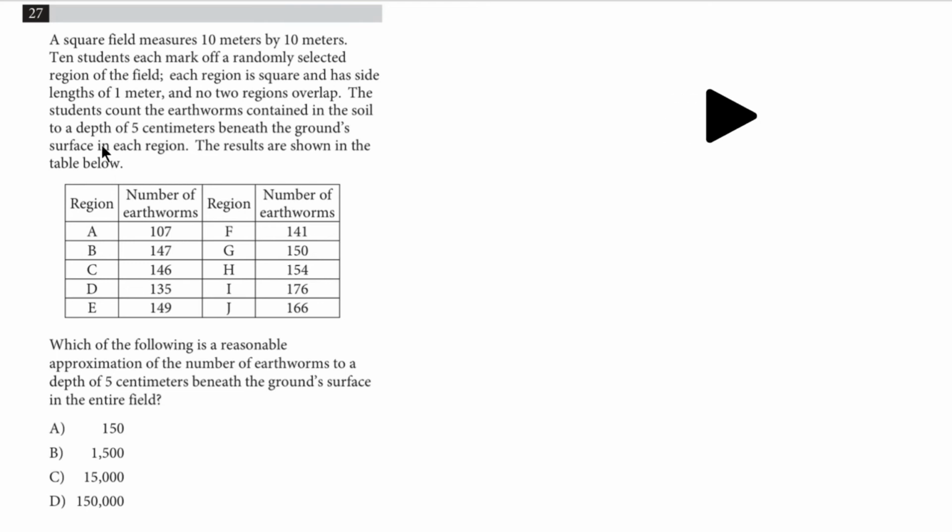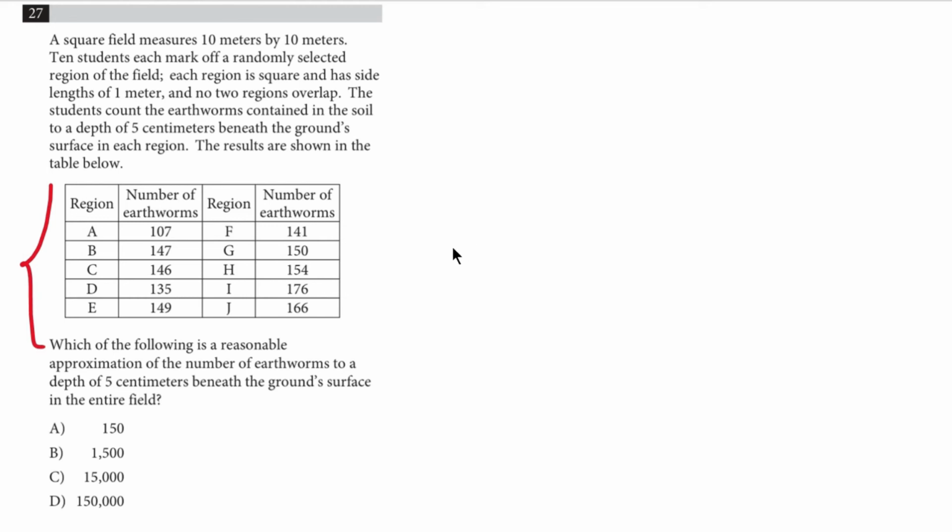It says a square field measures 10 meters by 10 meters. 10 students each mark off a randomly selected region of the field. Each region is square and has side lengths of 1 meter, and no two regions overlap. The students count the earthworms contained in the soil to a depth of 5 centimeters beneath the ground surface in each region. The results are shown in the table below. So here is the tabulated data of the results. The question is asking which of the following is a reasonable approximation of the number of earthworms to a depth of 5 centimeters beneath the ground surface in the entire field.